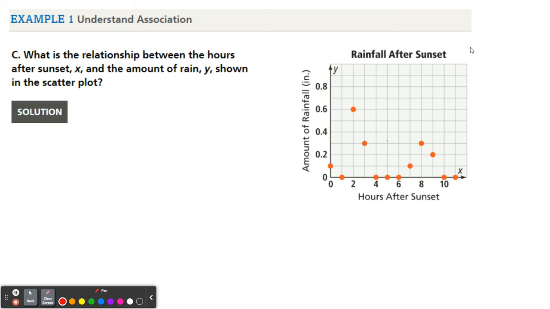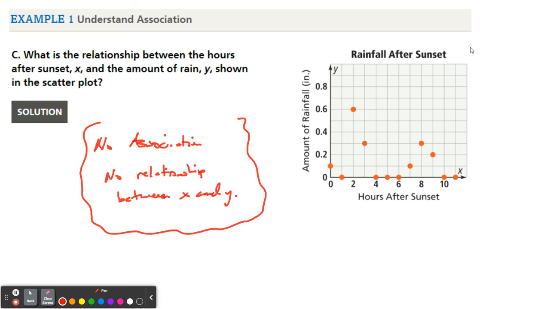So these two show no association because the dots are scattered. So this is a no association, and rightfully so, because it's not like the time of day is associated with when it rains. It can rain any time of day. So there is no relationship between x and y. And there you go. So there are the three types of relationships we'll take a look at here.